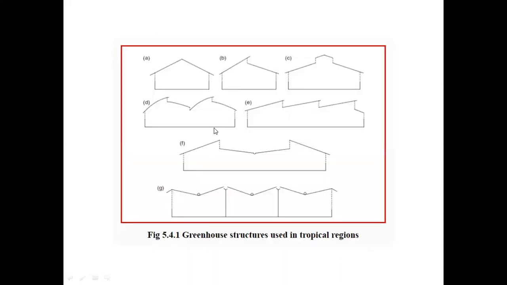Okay, then these are the greenhouse structures used in tropical regions. As there is heavy rainfall in these areas, various types of collector drainage systems are used on the top of the roofs. Okay, we can see here also the slope on the roof coverings.